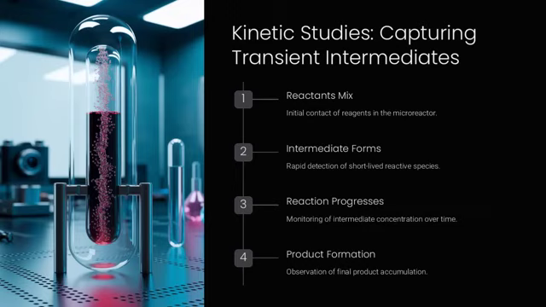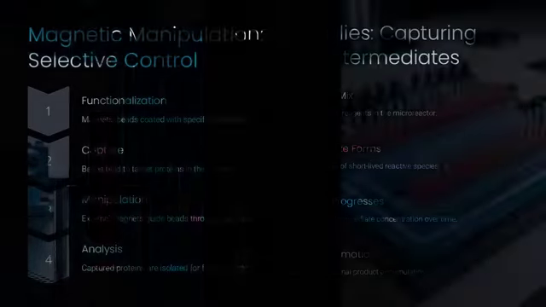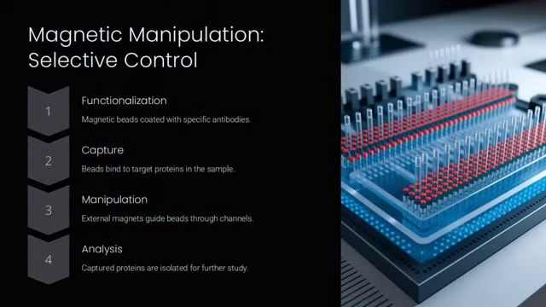Miniaturization in lab-on-a-chip systems drastically reduces the volume of samples and reagents required. For example, reactions may occur in nanoliter volumes, minimizing waste and cost, much like gourmet cooking uses precise, minimal ingredients to create exquisite dishes without excess.